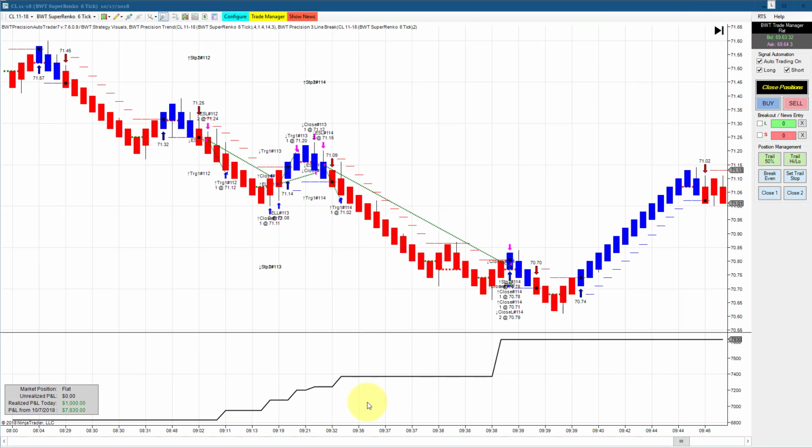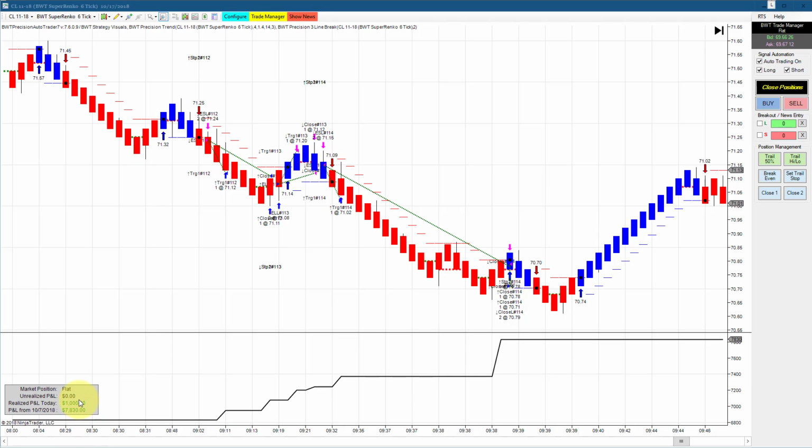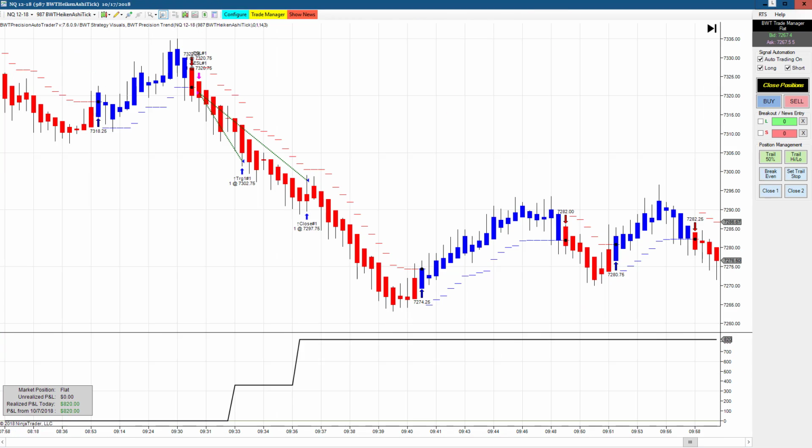Okay, next up is the crude oil on a Super Renko 6 tick. This has a limit order minus 2 ticks and a goal of $1,000 and a 900 loss limit. So this hit its goal with no slippage on 3 winners in a row using our line break logic.